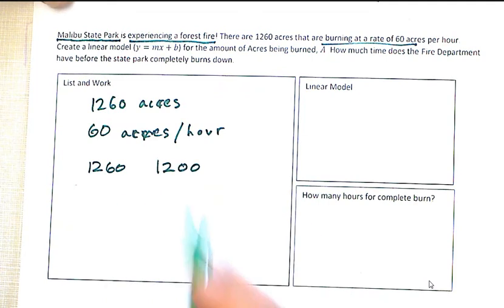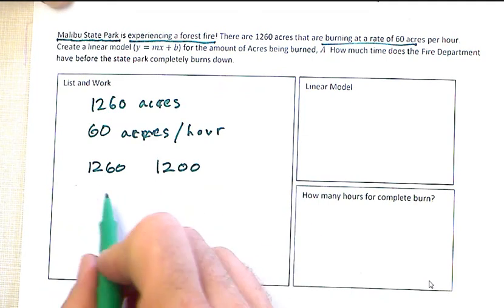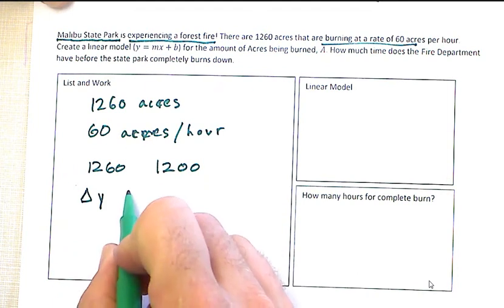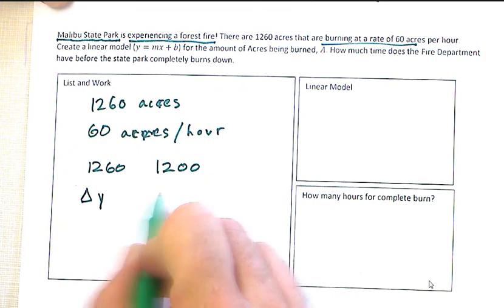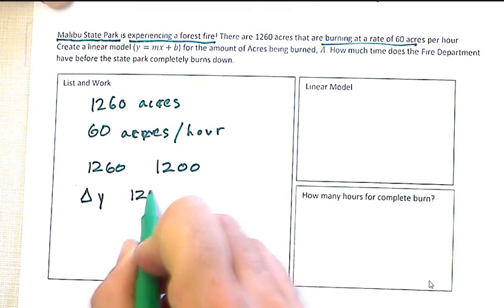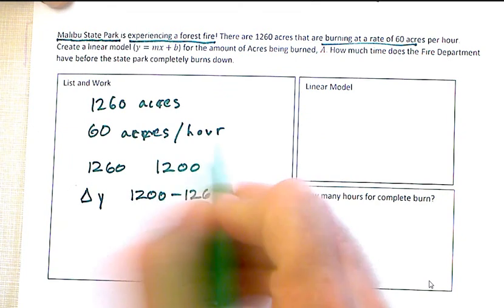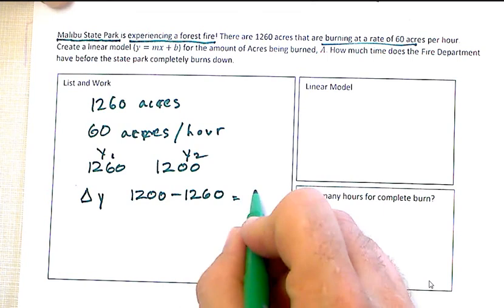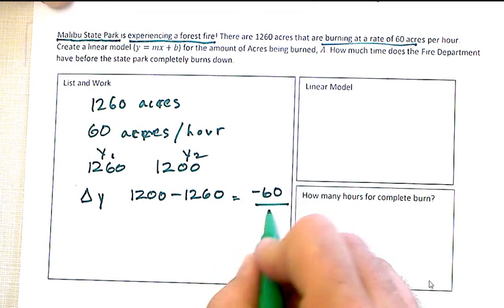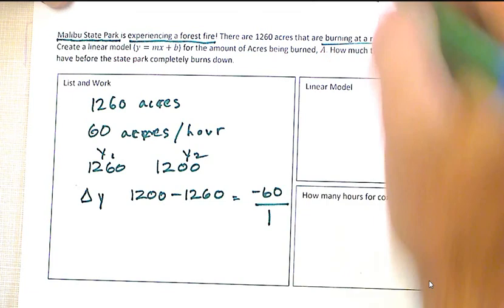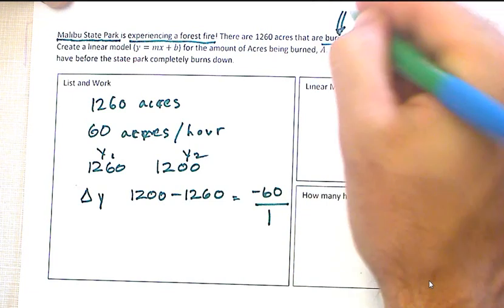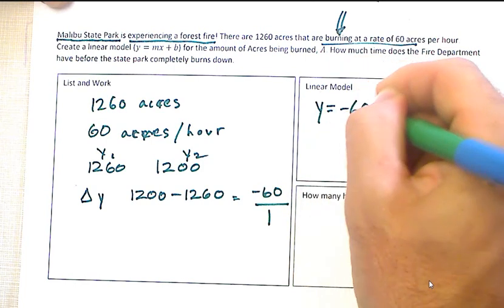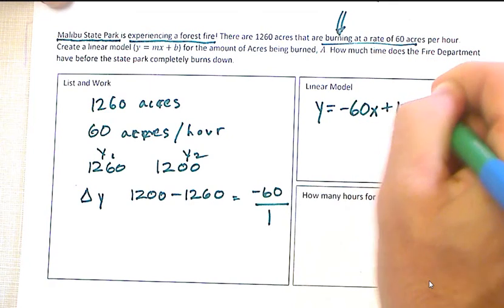So what does that mean? It means that the change in Y is going to be negative, right? It's going down, 1,200 minus the 1,260. If you're looking at this as your Y2, Y1, you notice that this is actually going down by 60 per hour. So the key here is recognizing that this event, a burning event, is a negative event, meaning it's a negative slope. And we're burning 1,260 acres.